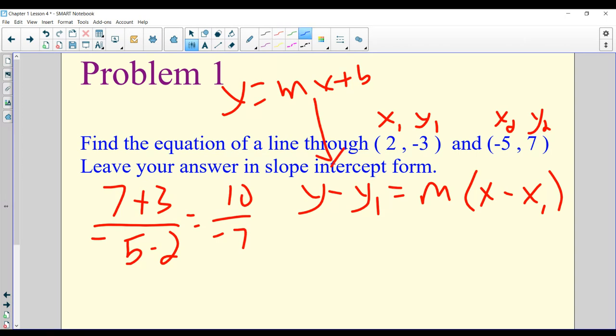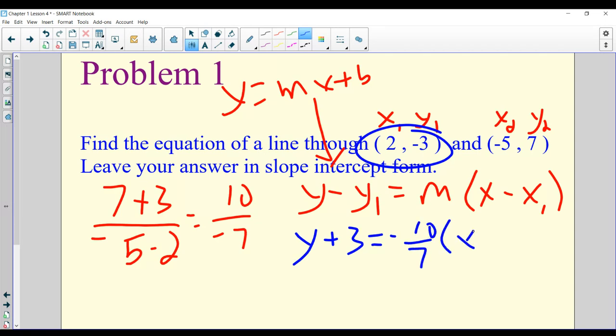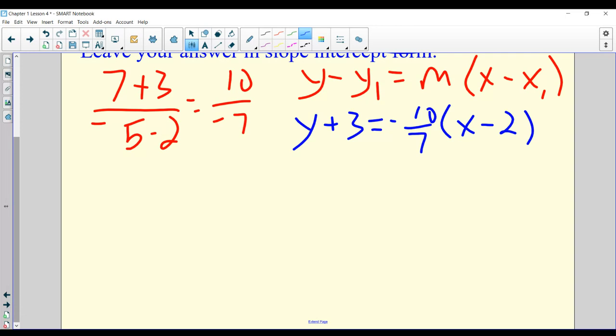On this one, I'm going to use this point. So I would have y minus negative 3, so y plus 3 is equal to the slope, negative 10 sevenths, times x minus the x-coordinate. That would be 2. Then take the 10 sevenths, distribute it in, and move the 3 to the other side, and I'll have my y equals mx plus b form.